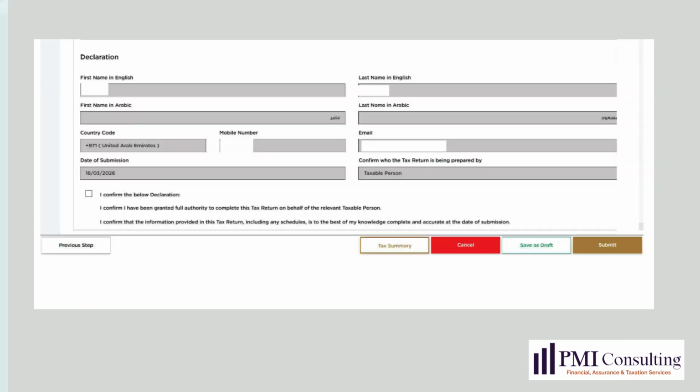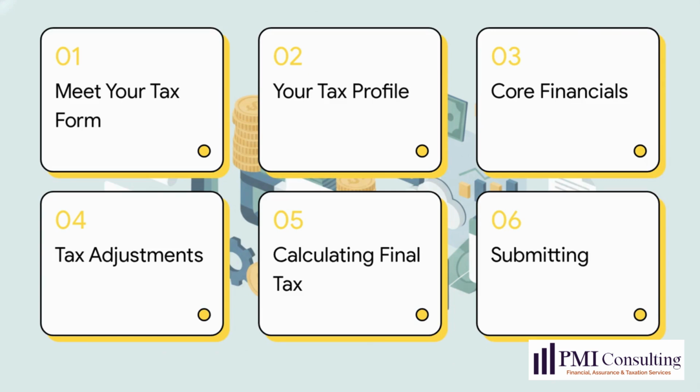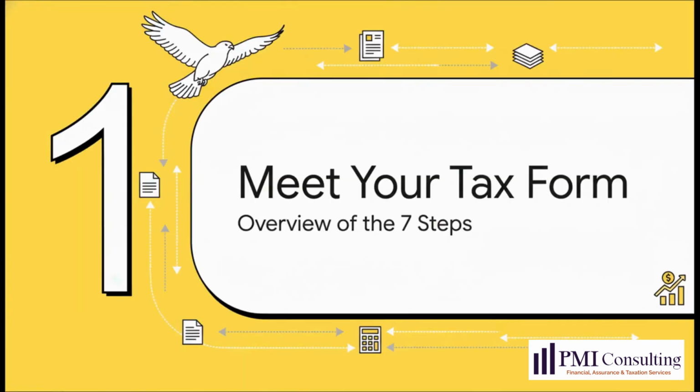So here's how we're going to do this. First, we'll just get a feel for the form itself. Then, we'll get into your business's tax profile and some really key choices you can make. After that, it's all about your core financials. Then we'll navigate those tricky tax adjustments, calculate the final number, and finally, walk through how to submit with confidence. Ready? Let's jump in.